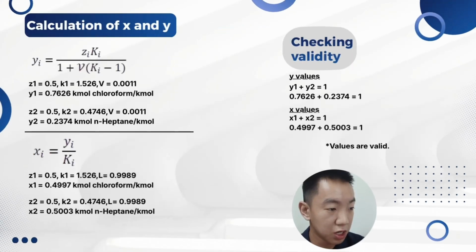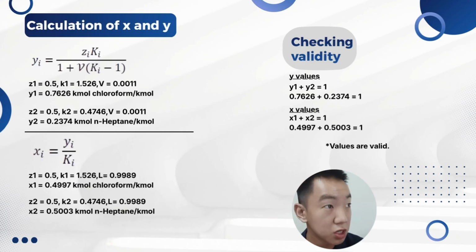Okay, so next we calculate the X and Y values. So for the Y, we just use this given formula. For Y1, after calculating, we will get 0.7626 kmol chloroform per kmol. For Y2, 0.2374 kmol n-Heptane per kmol. Then for the X value, we can calculate using the Y over K formula. And for the X1, 0.4997 kmol chloroform per kmol. And for X2, we will get 0.5003 kmol n-Heptane per kmol.